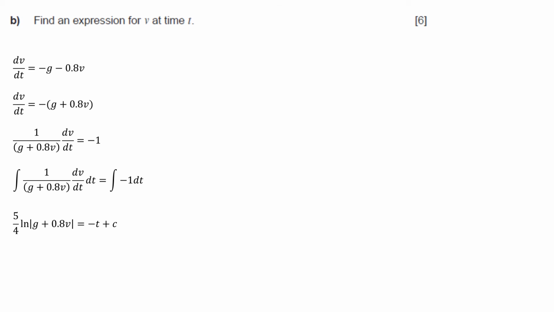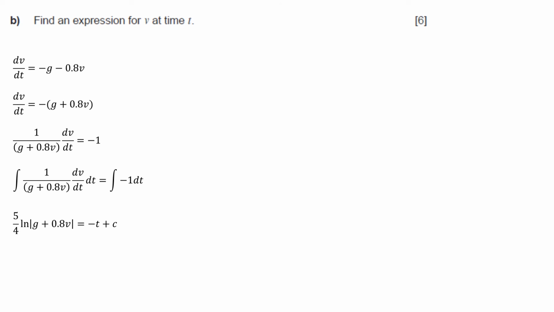The main reason for that is that g plus 0.8v could, if v was negative, actually, apologies for the ringing bell in the background, the phone goes at the most inopportune moments. If g was sufficiently large and negative, or v was sufficiently large and negative, it could make that a negative, and logs are not defined for negative values.